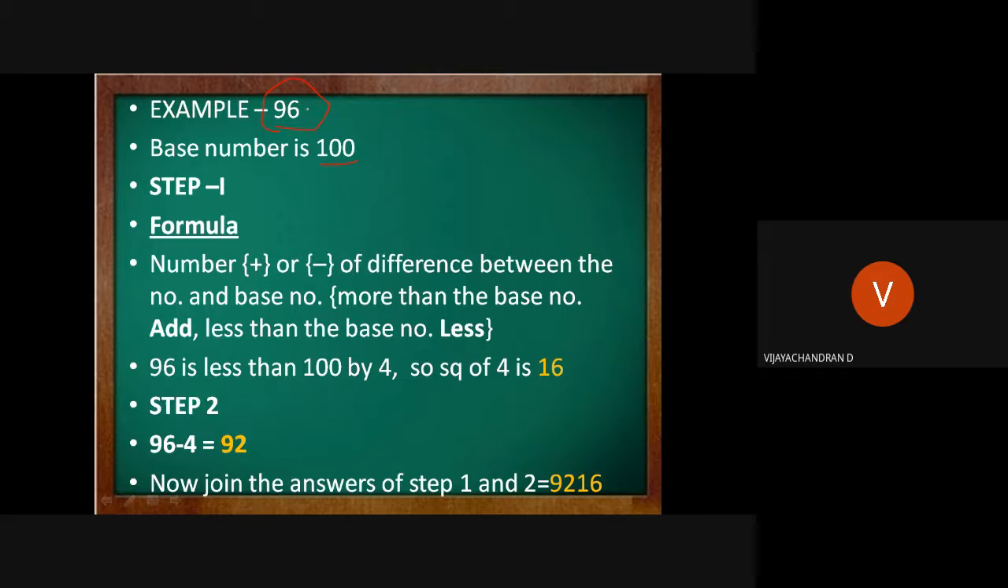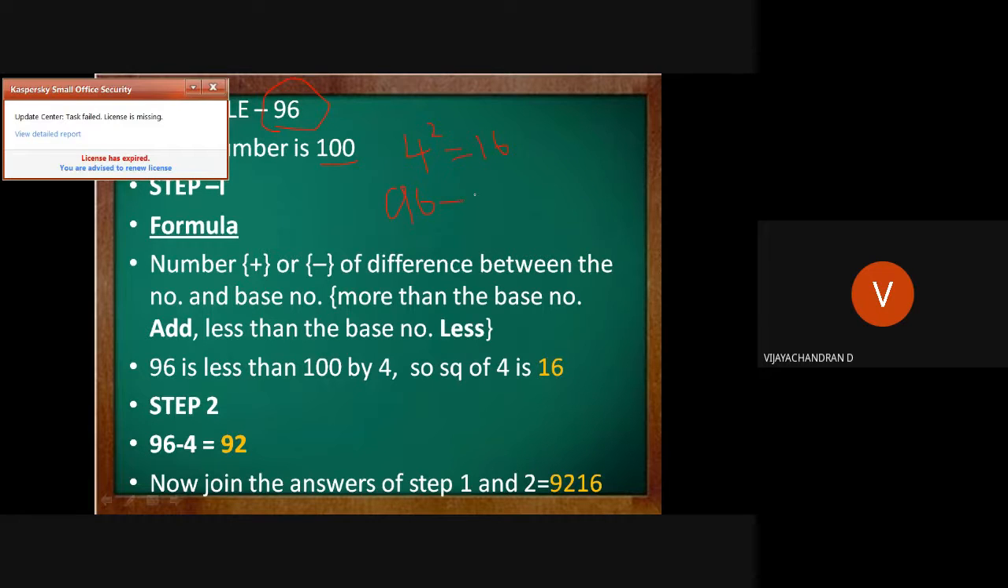This 96 is very close to 100, but it is less than 100 by 4. In the first step, I am computing the square of 4. The square of 4 is 16. Next, I am moving to the second step. From the same number 96, I have to deduct 4. So what is the answer?